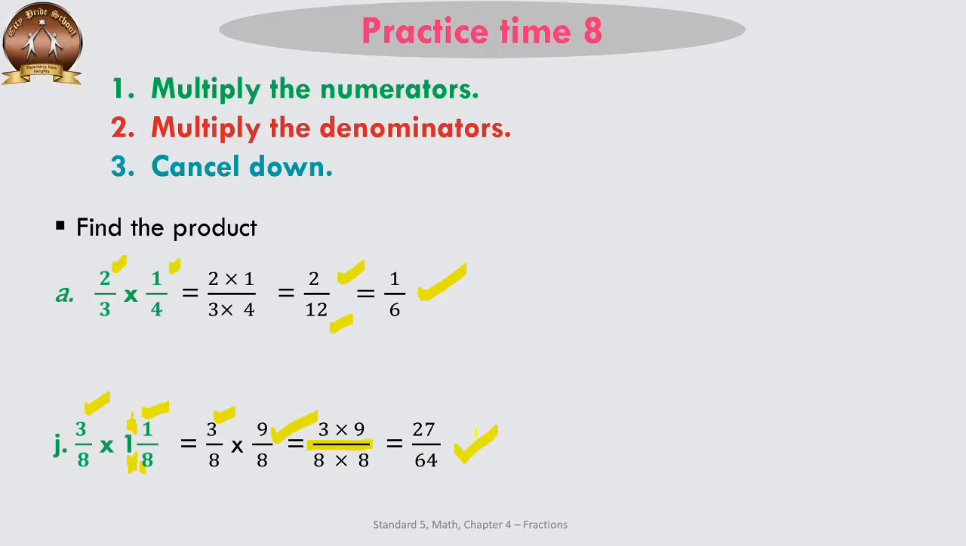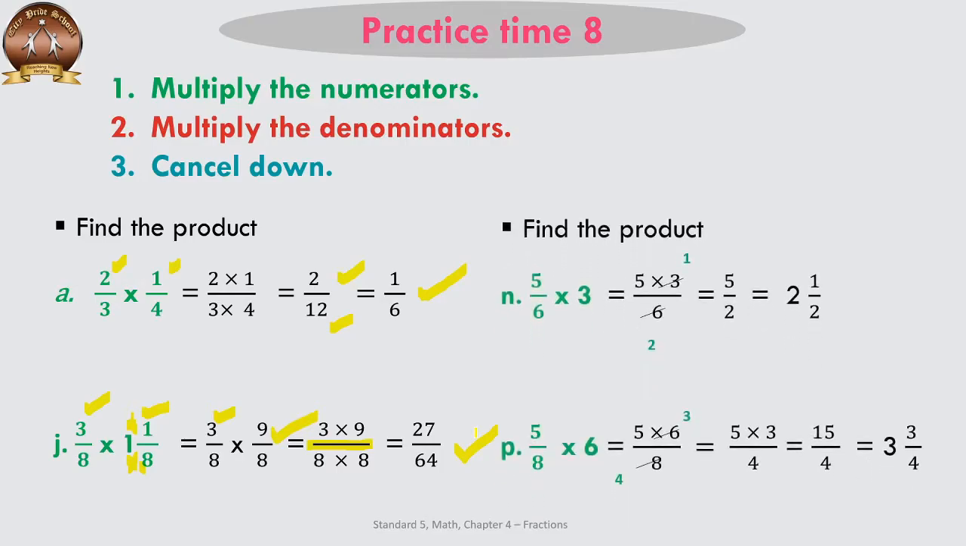So the answer that we get here is 27 upon 64, because there is no HCF common between 27 and 64. So the answer to the multiplication is 27 upon 64. There are two more examples to this question.